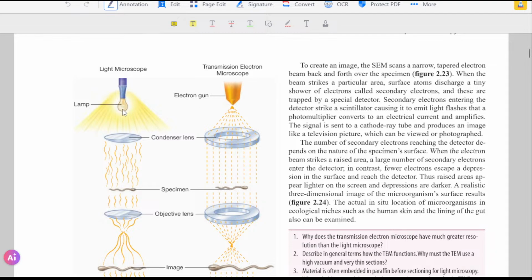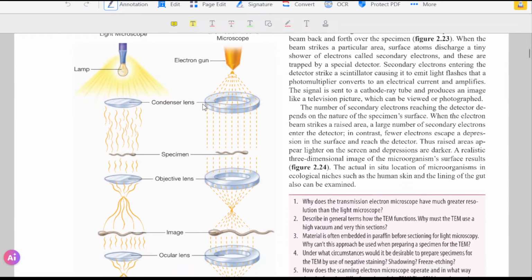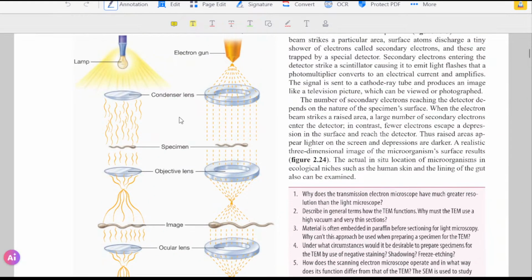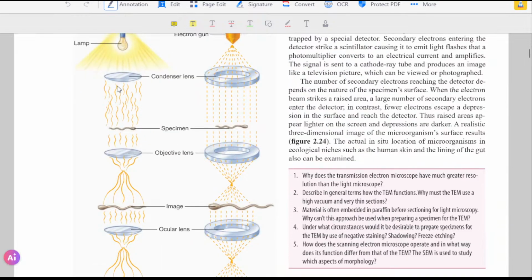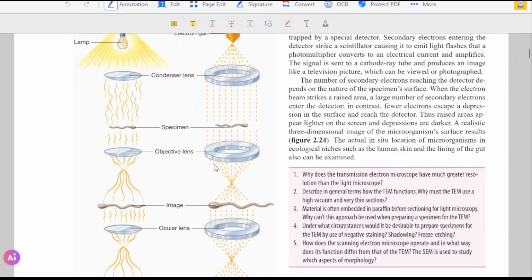So the first difference is that in the light microscope we use a lamp or any source of light, right? This one has an electron gun. We use the electron gun to produce an electron beam. Now there is a condenser, and the condenser is a lens, right? And here the condenser is a magnet to make the electrons pass through it in a beam-like shape. Now they are passing through the specimen. Both work the same way, but there is an objective lens, while here there is again a magnetic condenser, or you can say condenser as well.